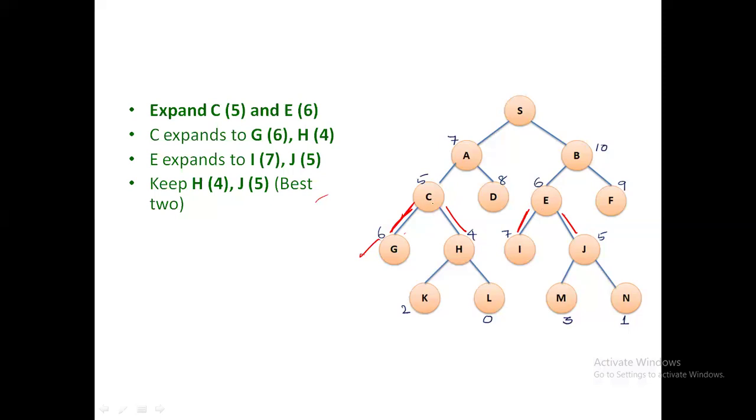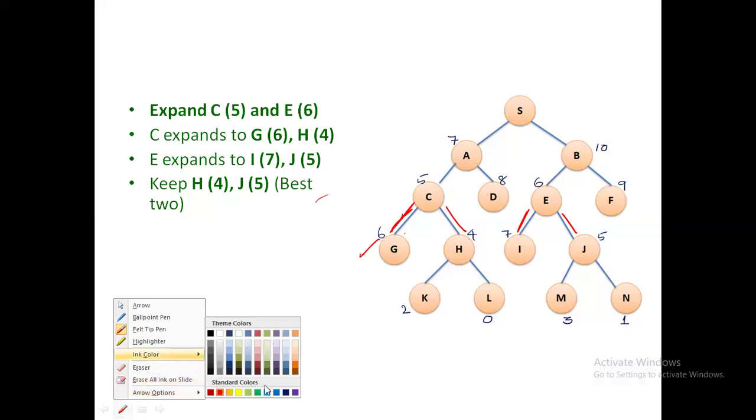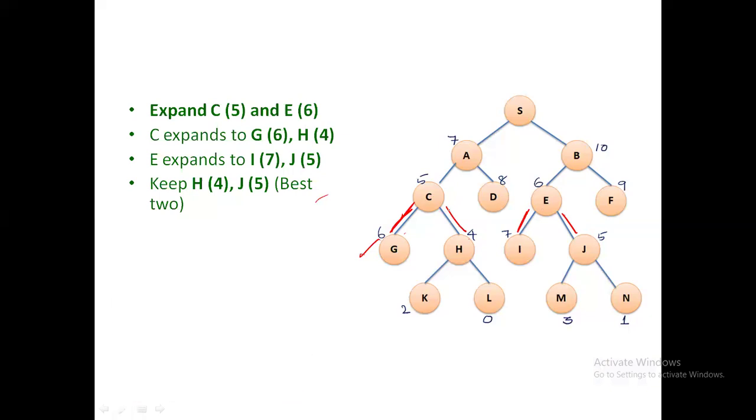So we have to keep H of 4 and J of 5. Why are we going to keep these two values? Because only these two got the lower heuristic value. We keep them to generate their child nodes. If you are expanding H4, we get K2 and L of 0. Here we are reaching the goal. And if you are expanding J5, we get M3 and N of 1. So L is the goal node.